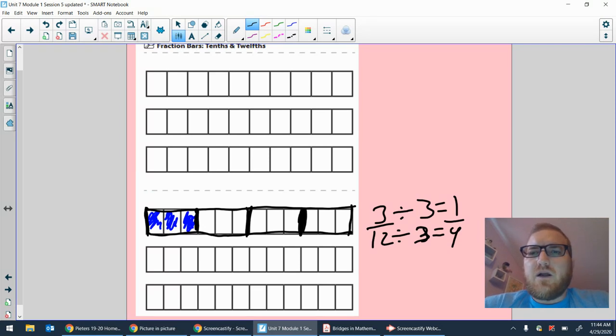Sometimes fractions can't be broken down any further. Like 1/4, I can't break it down any further. 1's a prime number.